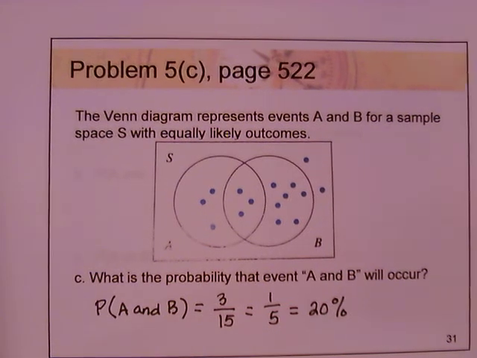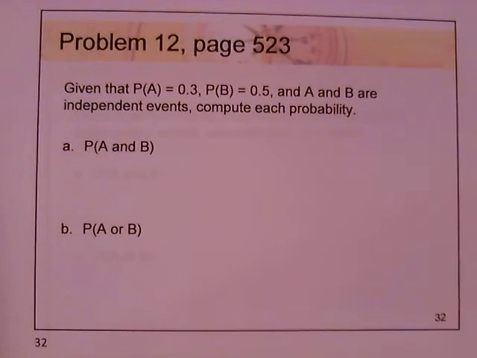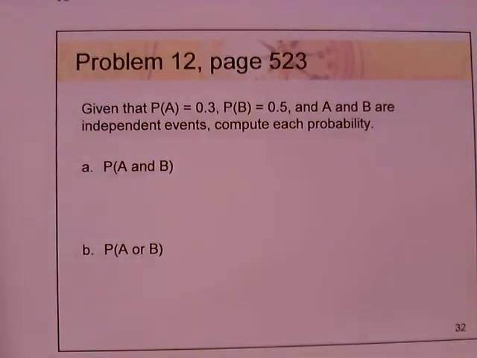Okay. Now problem number 12 on page 523. Looks like this. You're given the probability of event A will be 0.3, the probability of event B will be 0.5, and A and B are independent events. That's very important. They're independent events. And in this case, I want to compute each probability. The probability of A and B, and the probability of A or B.